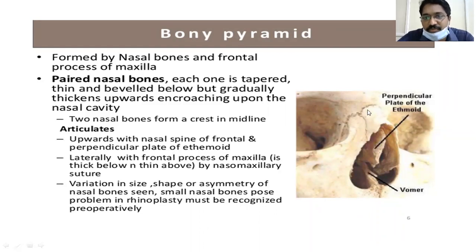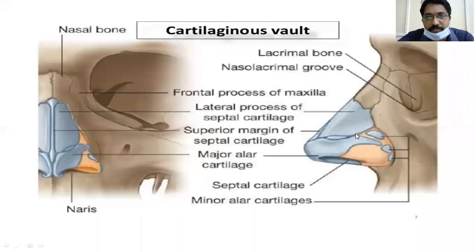These two nasal bones form a crest in the midline. It articulates superiorly with the nasal spine of the frontal bone, and laterally with the frontal processes of the maxilla. This is the same picture showing the frontal processes of the maxilla and all.